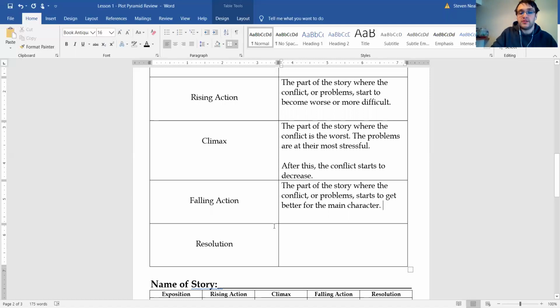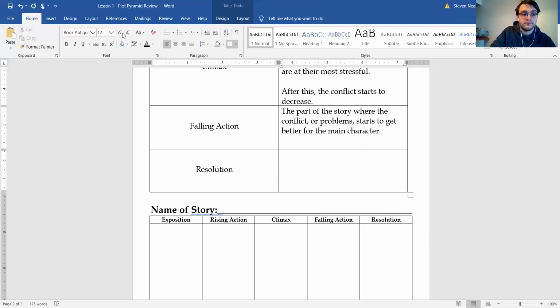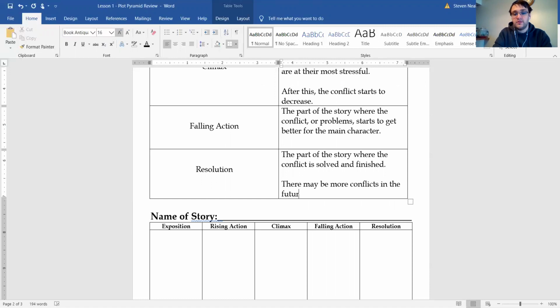And eventually we reach the part that is the resolution. The resolution is where the problem or conflict is resolved. It is solved, and there still might be some other problems that the main character has, but the main conflict, the most important conflict, is done. This is the part of the story where conflict is solved and there may be more conflicts in the future. Things are okay.